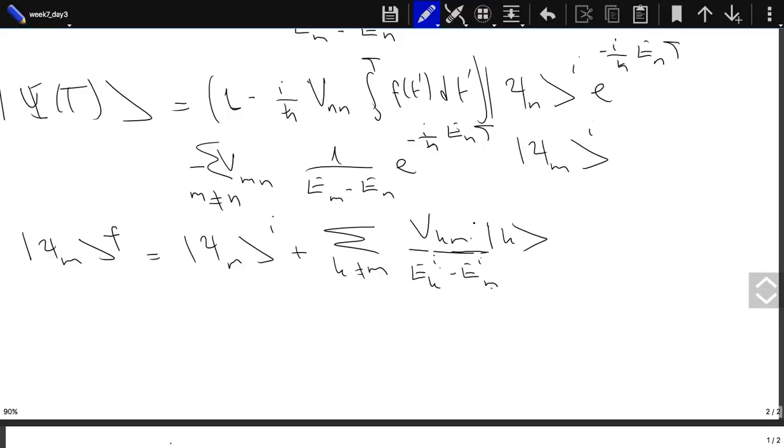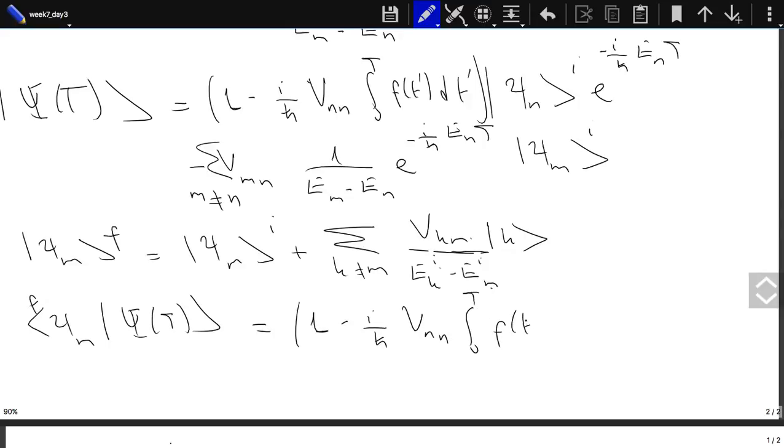Now we need to take the inner product of the two. Psi of t, psi m, f. This is equal to, well, the inner product of the first term just gives me the first terms in both of them: 1 minus i over h bar Vnn integral from 0 to t, f of t prime, dt prime, Kronecker delta mn. This is the term we want.